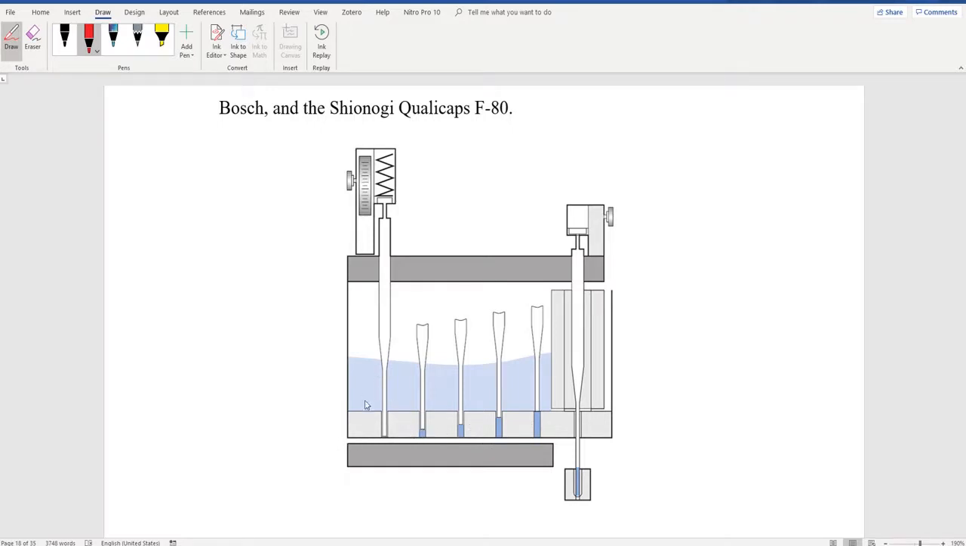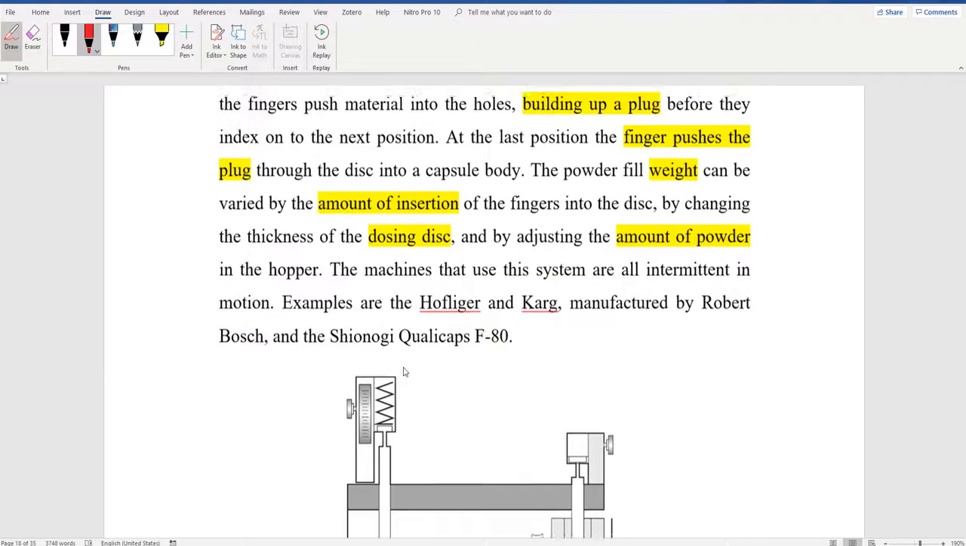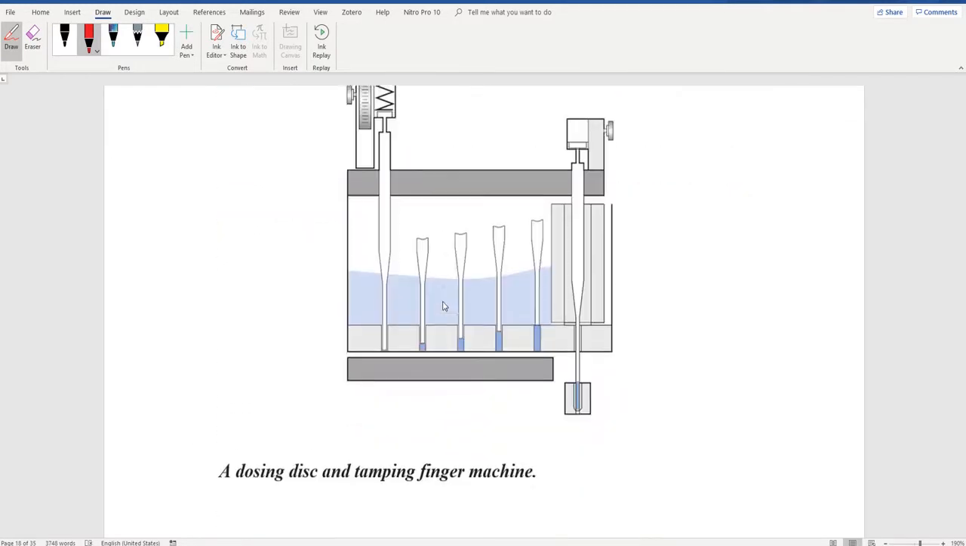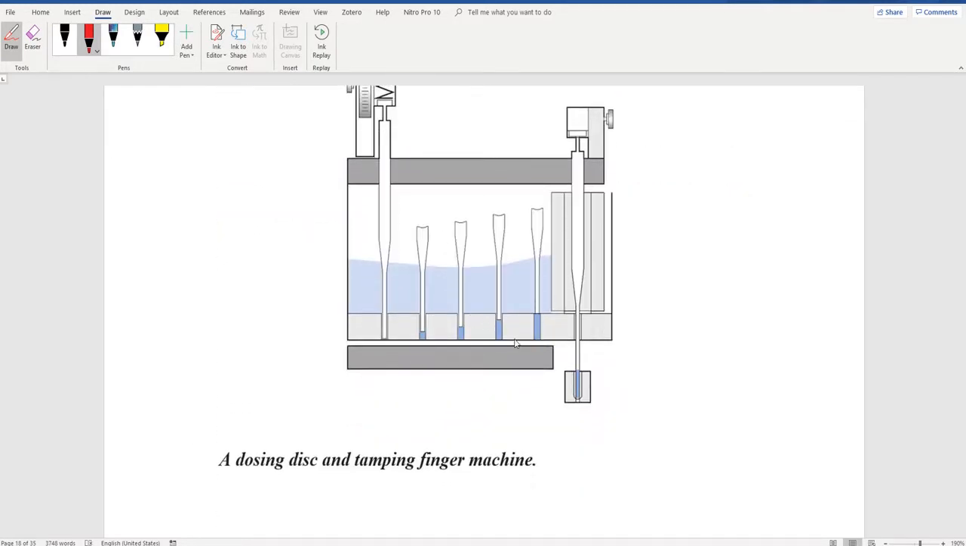Above it will be the formulation. These are the tamping fingers that you see here. That's why it's referred to as tamping finger and dosing disc. So this is the dosing disc. The dose depends on how much powder you fill above it, on the diameter and thickness of the disc, and also on the tamping finger and how much pressure it provides to the powder inside the holes of the dosing disc.